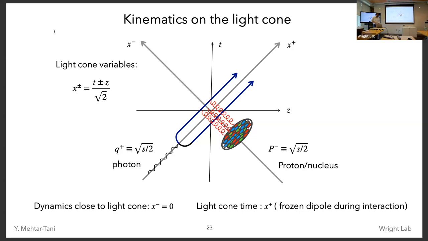So these are the variables. So q plus is the momentum of the photon and square root of s over 2. The proton momentum is square root of s over 2. And the Lorentz invariant is q plus times P, which is the center of mass energy squared.